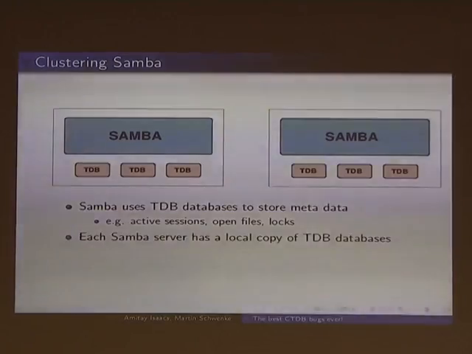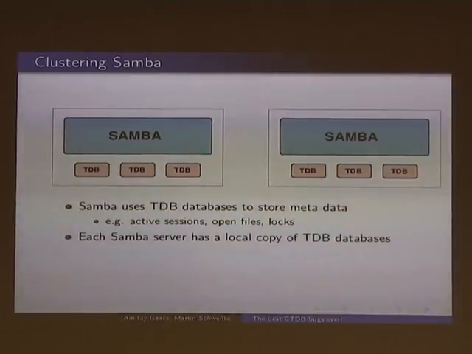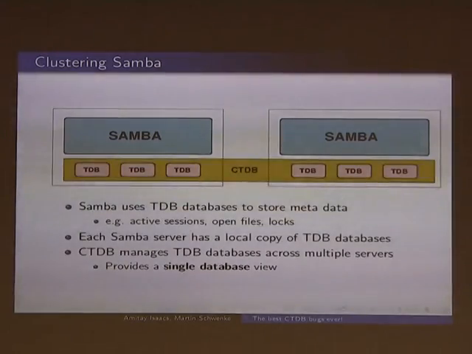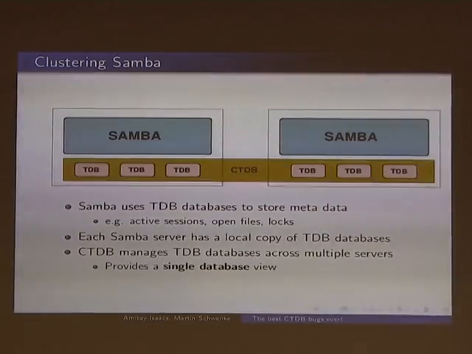So far, so good. So let's add one more Samba server. Now we have two Samba servers with their individual databases. Each one has its own copy. Now somehow we have to make sure that these databases work together. So that's what the clustering is all about, and that's where CTDB comes in. It tries to manage these databases across the whole cluster, across different nodes, and provide a single database view for each Samba instance running on a node.